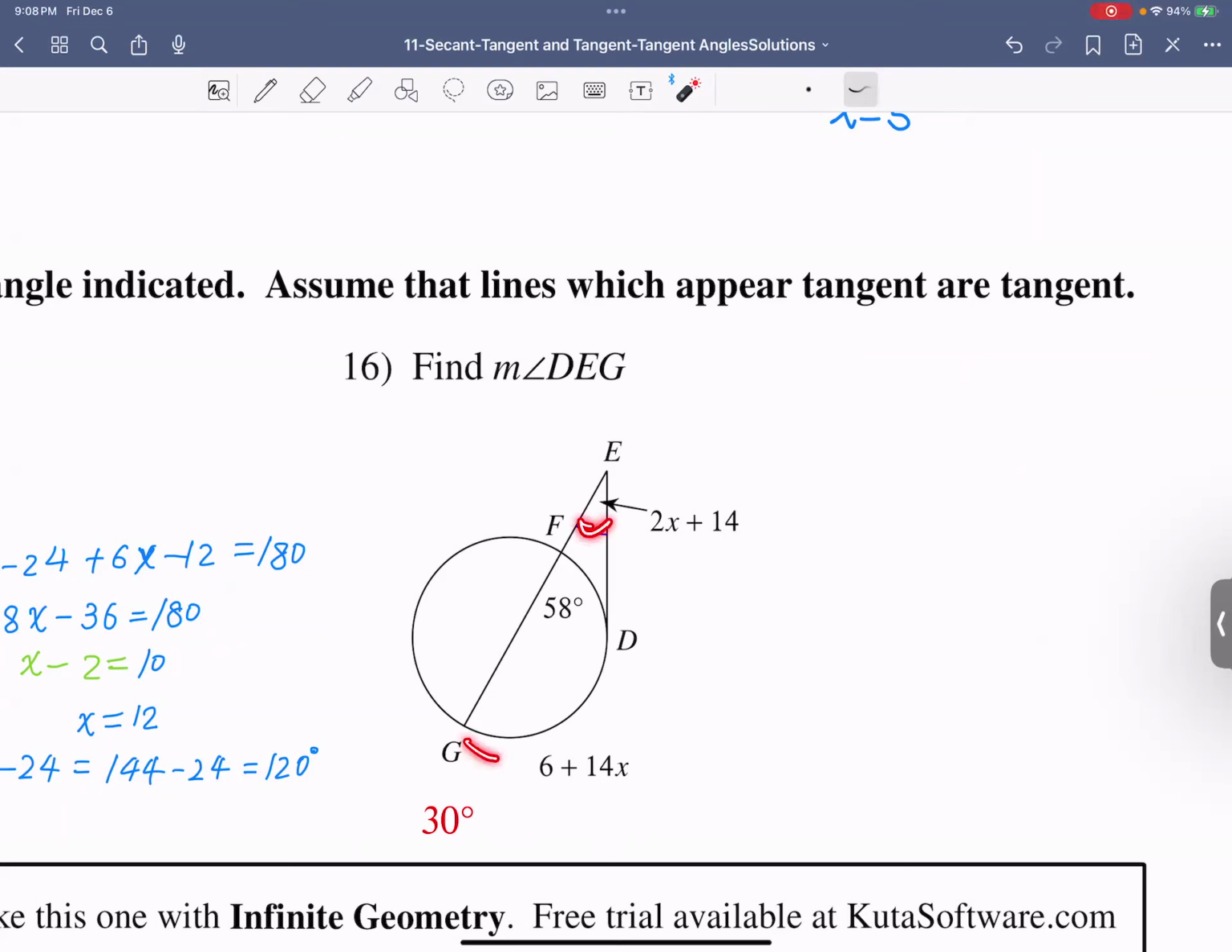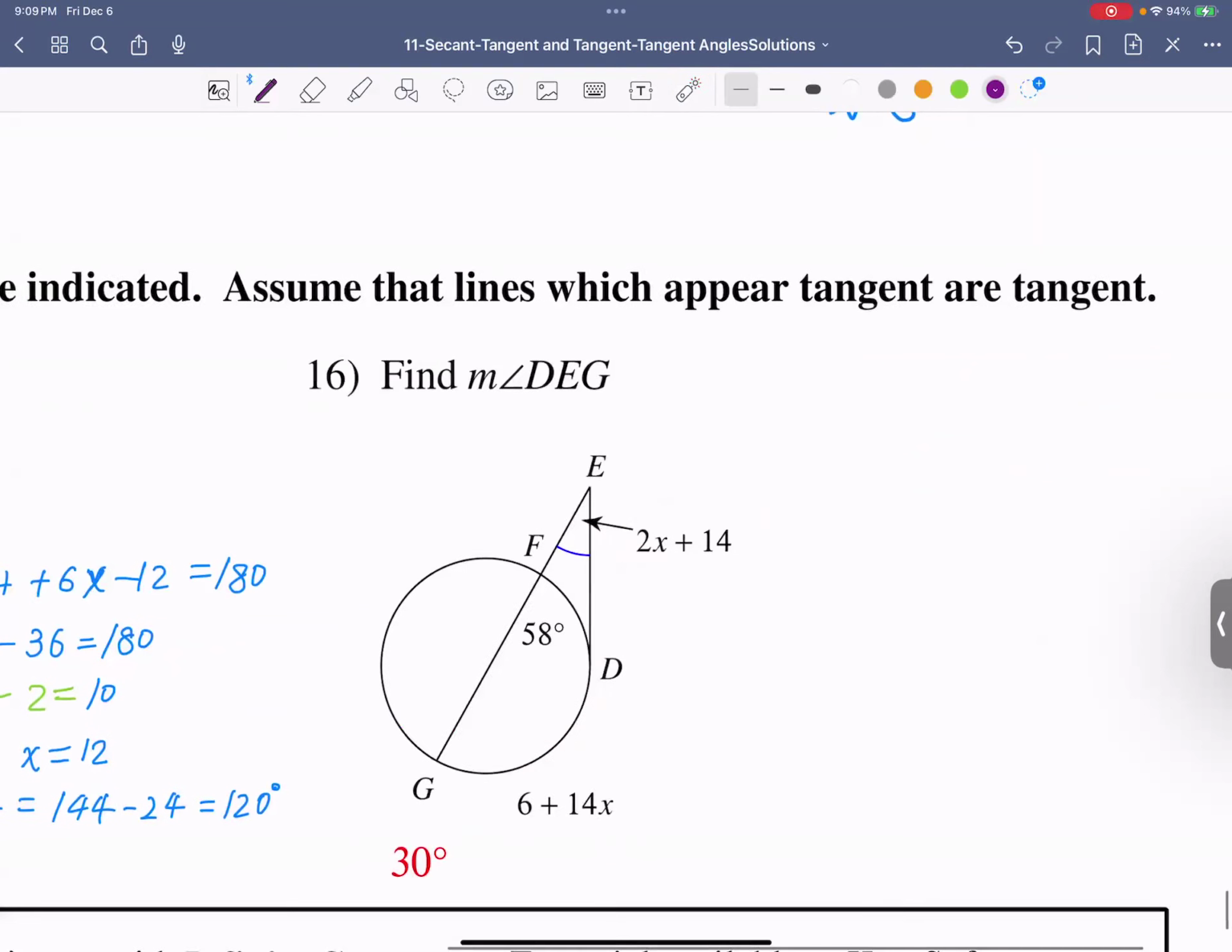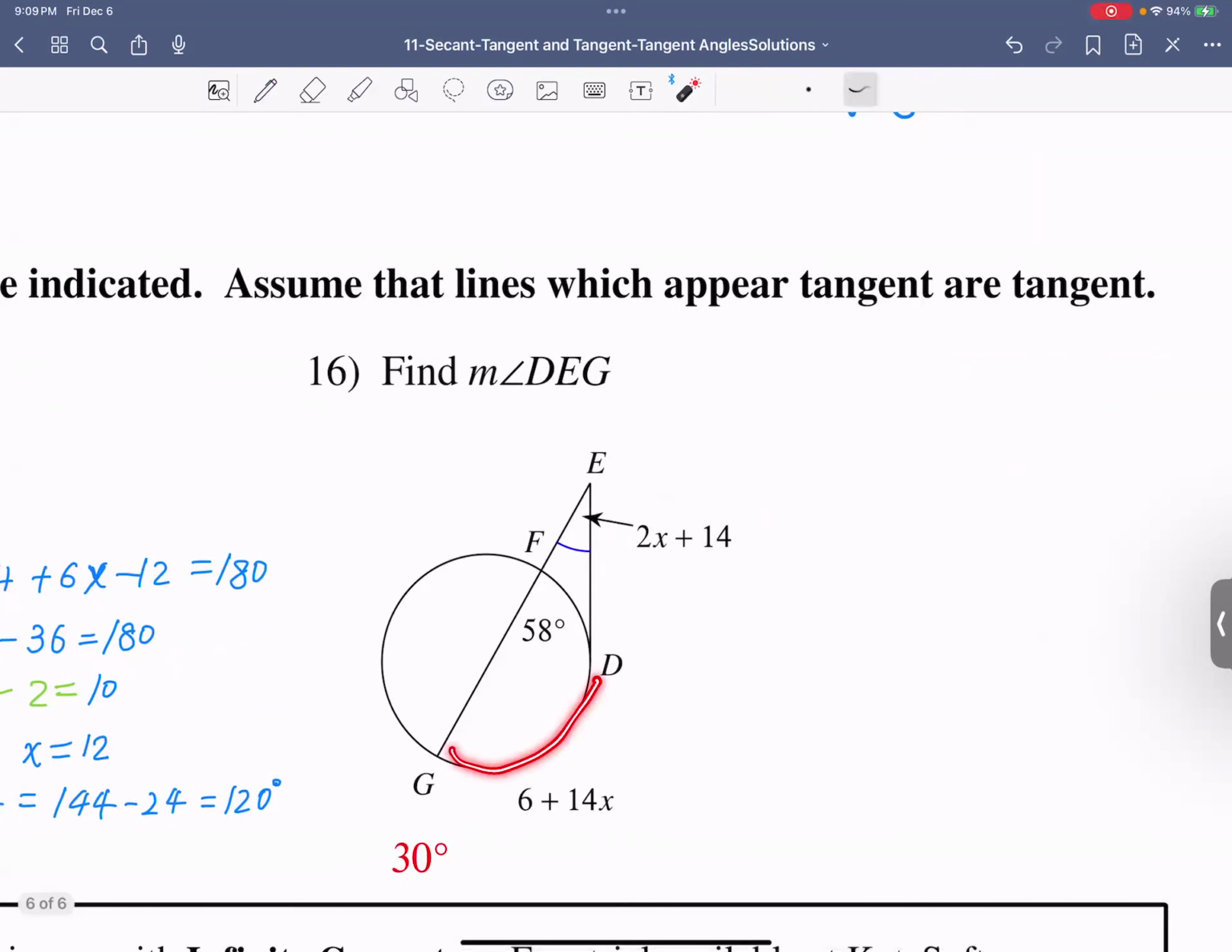Okay, let's try it. We are using this minus this divided by 2 equals to here. Remember, this big part minus the small part divided by 2 equals here. Okay? 6 plus 14x minus 58, divided by 2, equals 2 times this. Okay? David, don't be scared. I'll walk you through together.